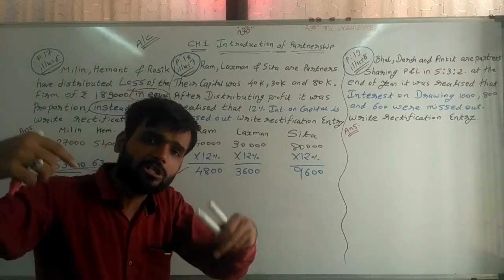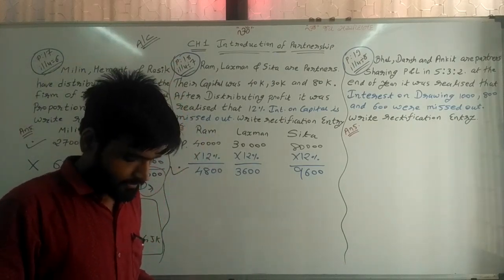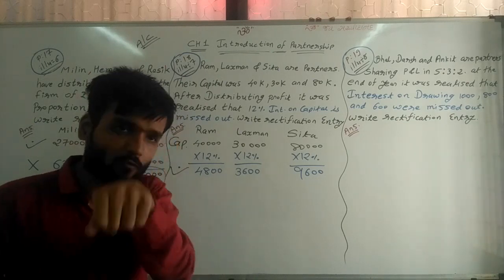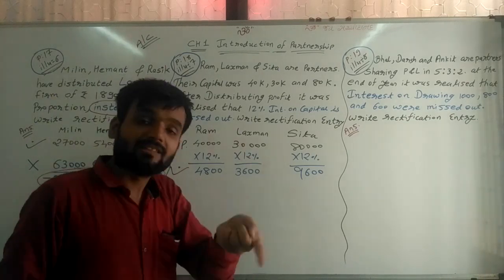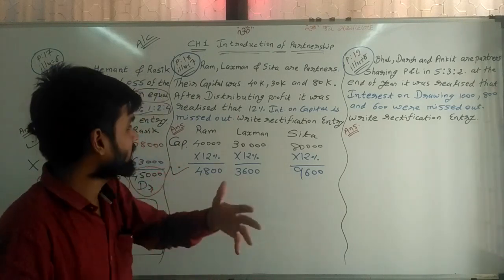So this is the correct value of interest on capital, which I did not take at the time of distribution of profit, and we have distributed the profit. So it is my mistake. First of all, we need to give capital interest, and then after we can distribute the profit. So now rectification entry.